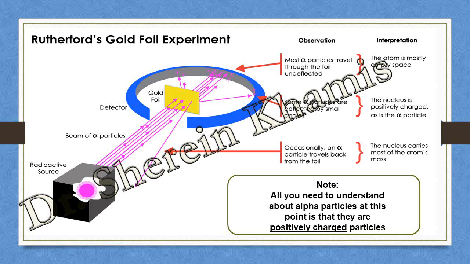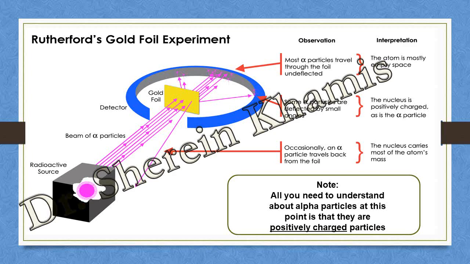Illustrate the activity or experiment. Some means that there is space, and most here means that it is empty space. The second one, some alpha particles means that there is a positive charge here. We called it the nucleus at the end, and they are reflected back. We have a very small amount of alpha particles returning back. So the nucleus here contains, or carries, most of the atom's mass.